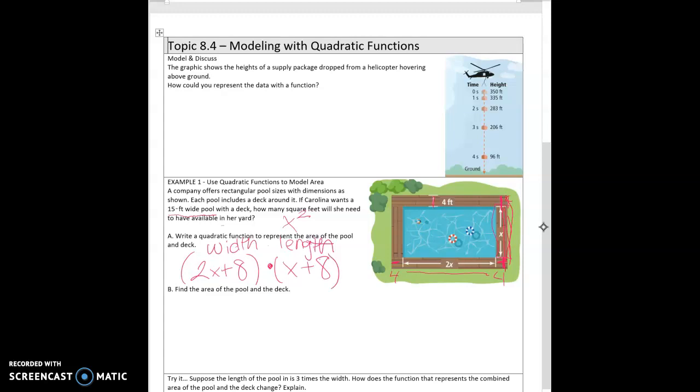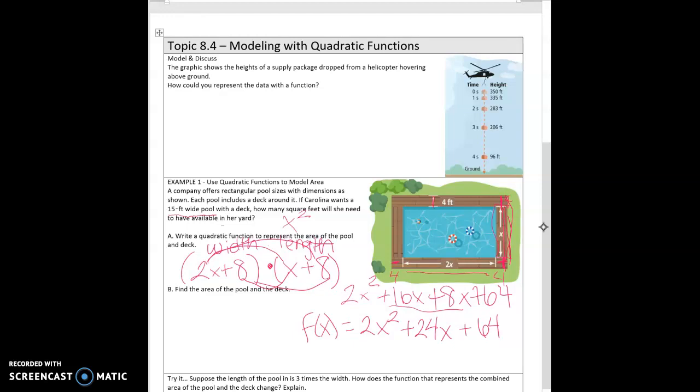Okay, so now go ahead and FOIL this out. 2x times x is 2x squared. 2x times 8 would be 16x, 8x, and 64. So our quadratic function is f of x equals 2x squared, combine like terms, plus 24x plus 64.